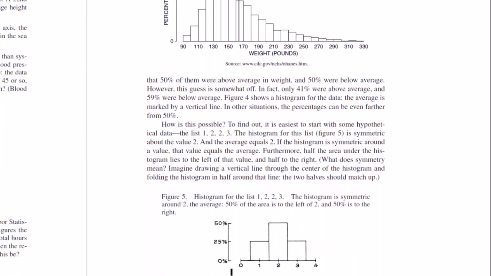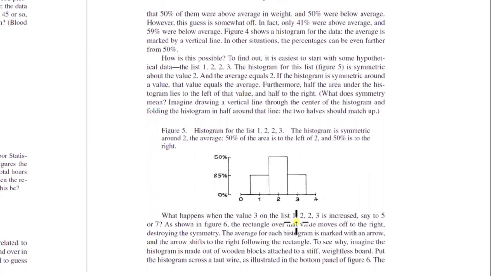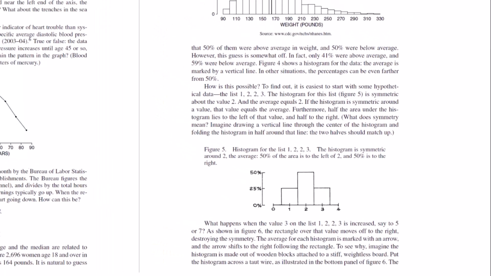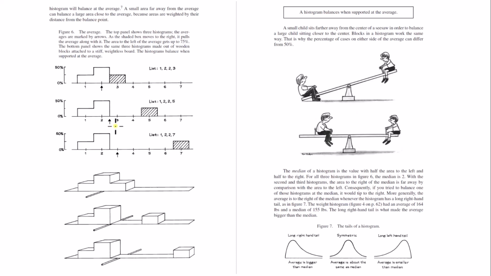What happens when the value 3 on this list of numbers is increased to, say, 5? That's the example we showed. Or 7. As shown in figure 6, the rectangle over that value moves off to the right, destroying the symmetry. So here's the histogram for the new list. The value at 3 is moved off to the right. Obviously the symmetry is gone, but the center of area is still here. Half the area to the left, half the area to the right. You add up this area plus this area, that's equal to this area plus this area.